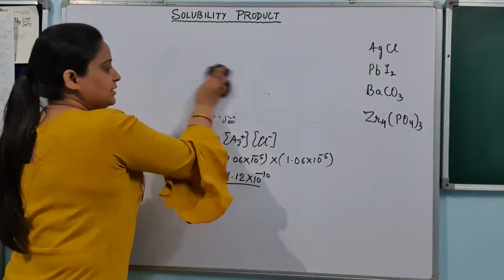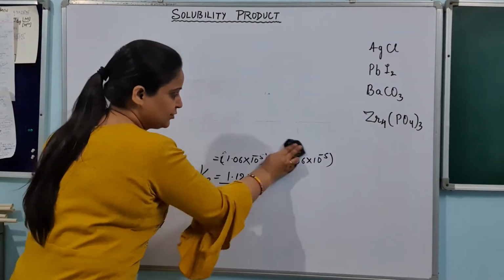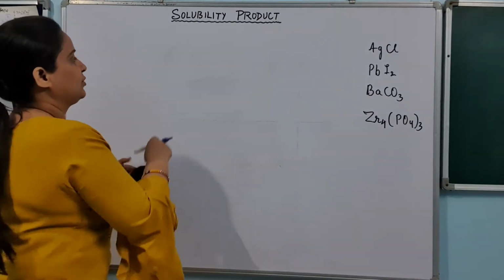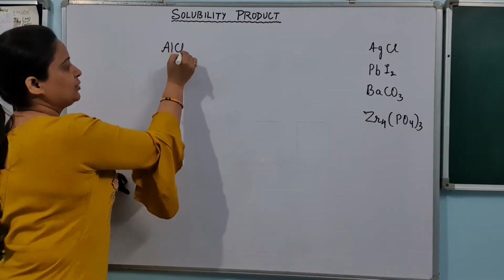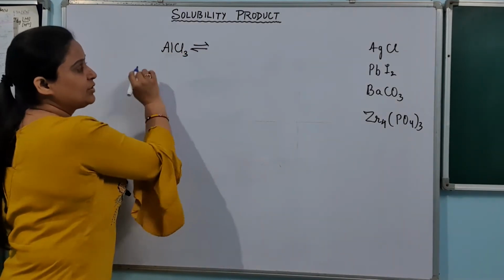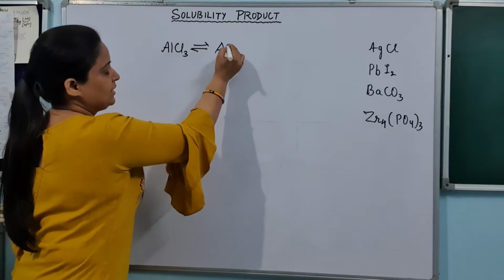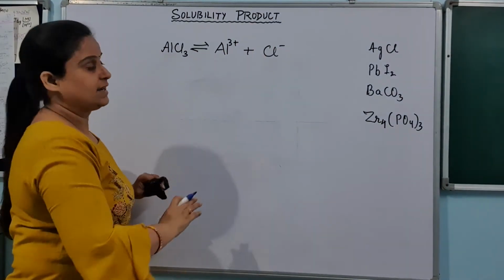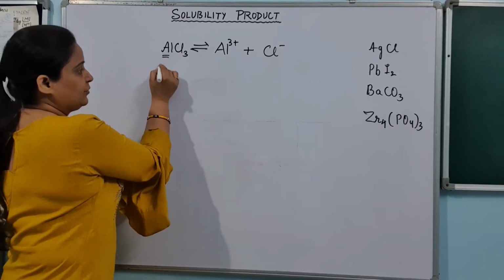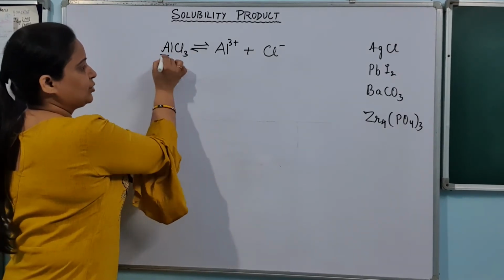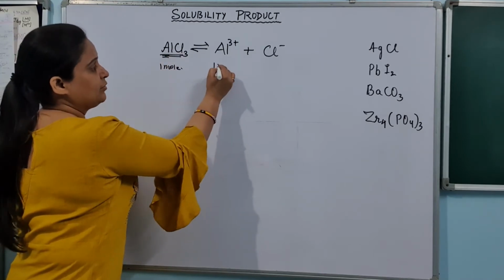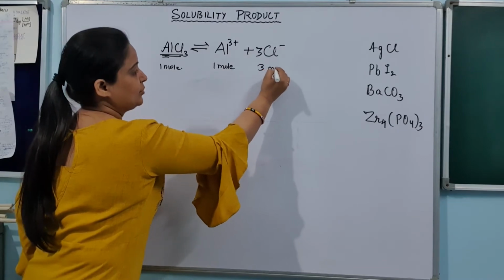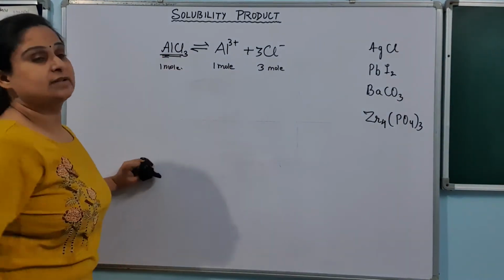This time I am not taking the salt which is having stoichiometric coefficient 1:1 का, लेकिन I am taking the salt aluminium chloride. So this time I am taking aluminium chloride. How it is going to dissociate? Aluminium ions and chloride minus ion. Balance the reaction. It will release 1 mole of aluminium chloride. If it dissociates, it will give you 1 mole of these ions and 3 moles of this ion. So this is what the scenario is.